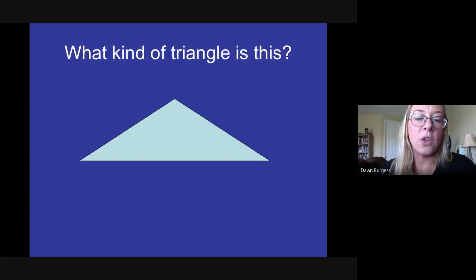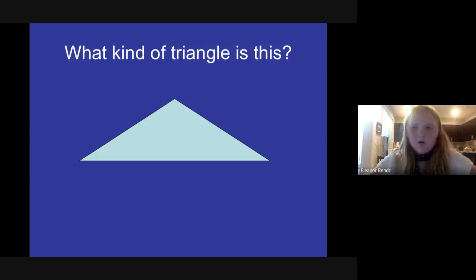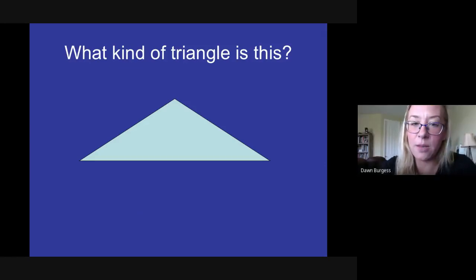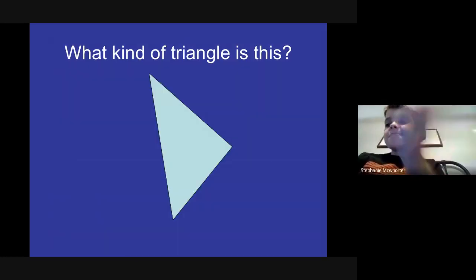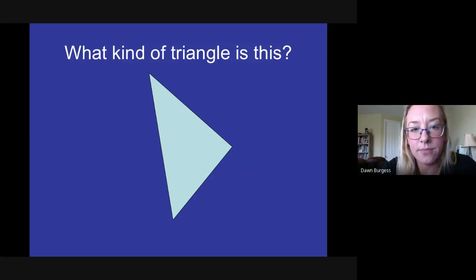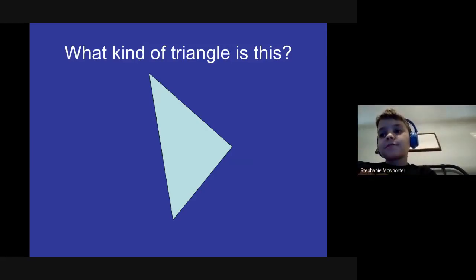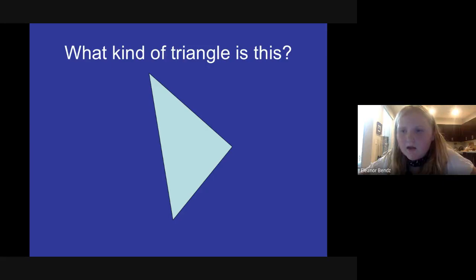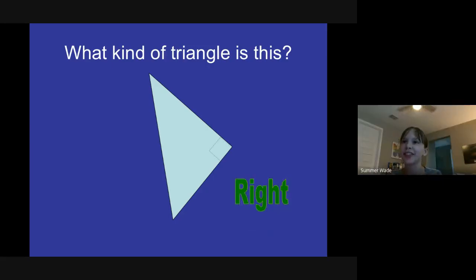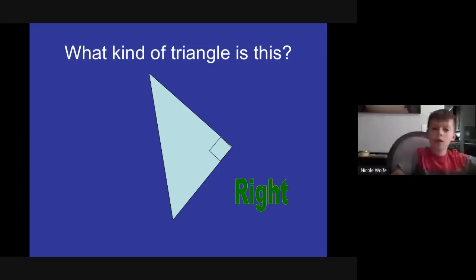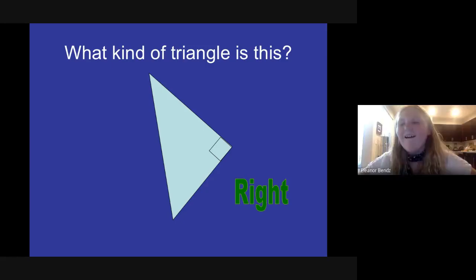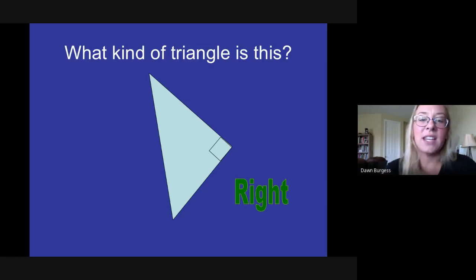What kind of triangle is this? Good job. I see one obtuse angle, therefore it would be classified as obtuse. Obtuse, yep. What about this guy? Acute. No, wrong. This one's tricky. Do you see where the little square is there? You have a 90-degree tilted angle where it's made a perfect corner.